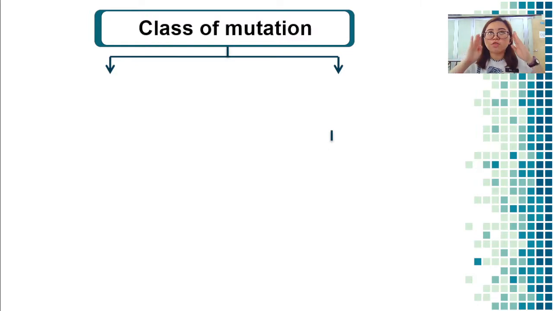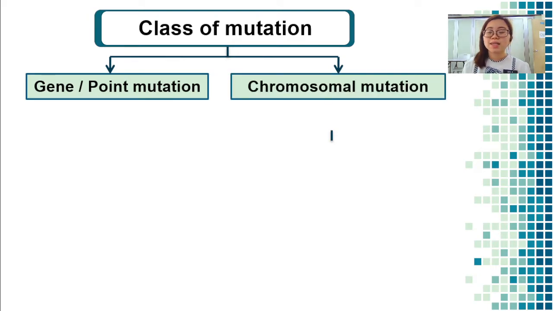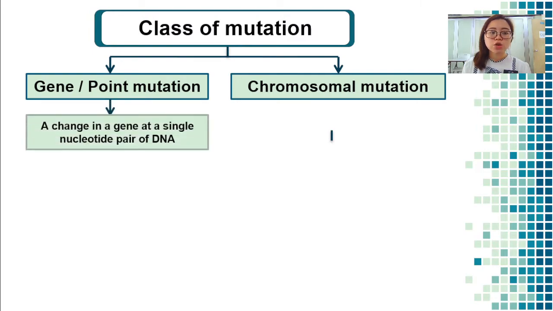Alright, so that is it for types of mutation. Remember, types of mutation are induced or spontaneous. Now we're going to go into the two classes of mutation. The first class of mutation is gene or point mutation. The second class is chromosomal mutation. Gene or point mutation is a change in a gene at a single nucleotide pair of DNA.